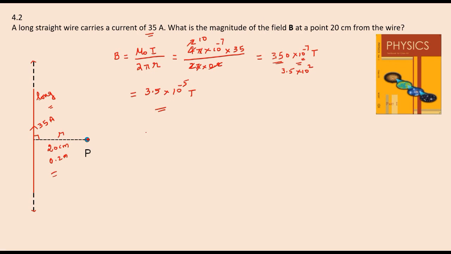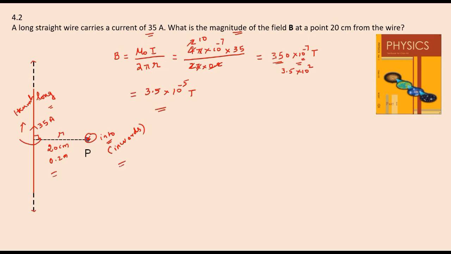Now you can see the direction. Of course, direction is not asked here. It's only asked magnitude. If you use the right hand grip rule, the direction of the magnetic field, you will have to stretch your thumb like this. Right hand you have to use. Then you will have the field like this. So here the magnetic field will be going inwards, otherwise into the plane of the diagram. Magnitude 3.5 into 10 to the power of minus 5 Tesla.